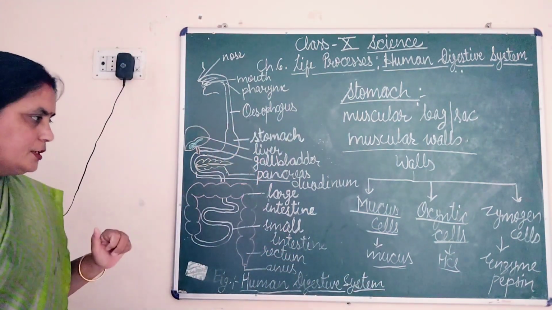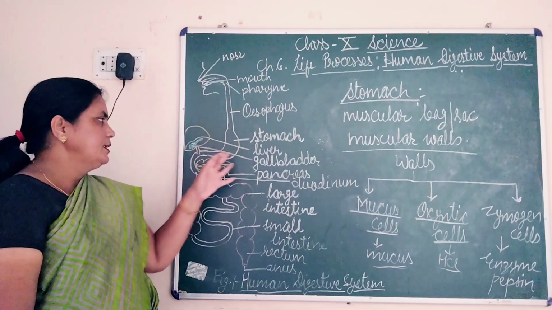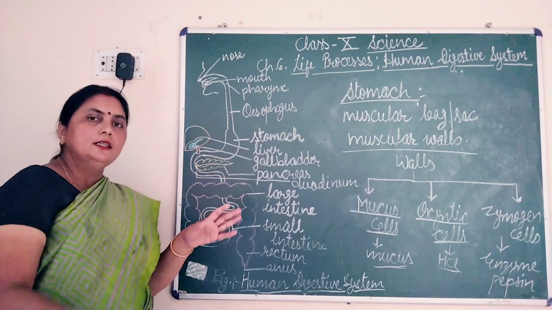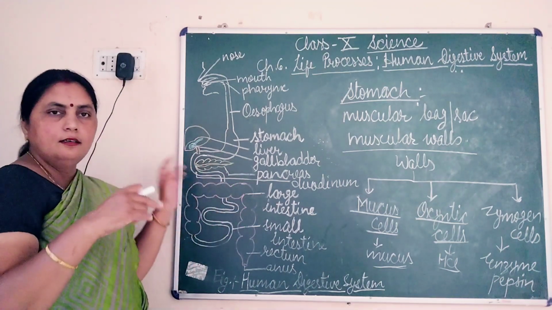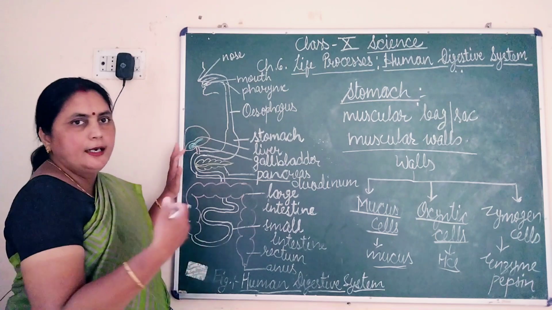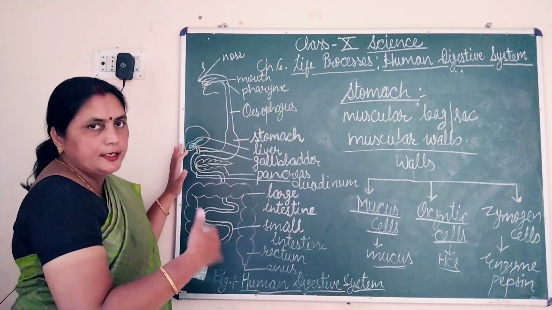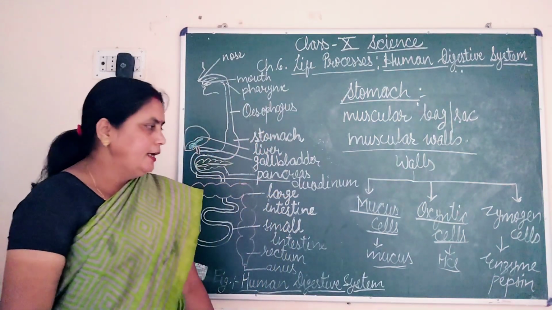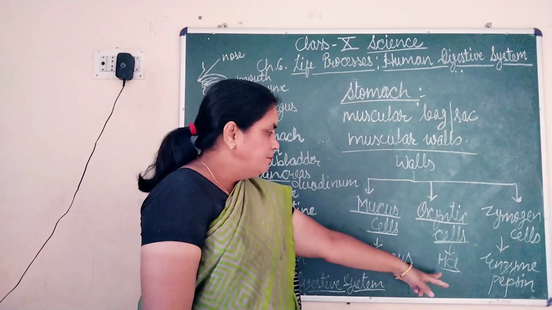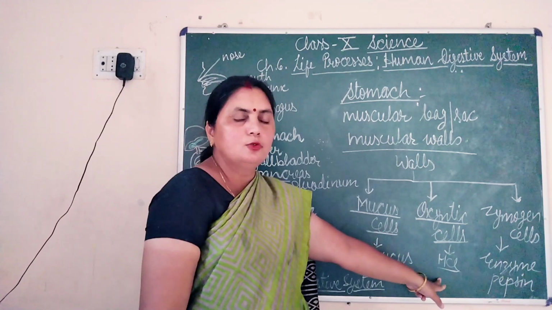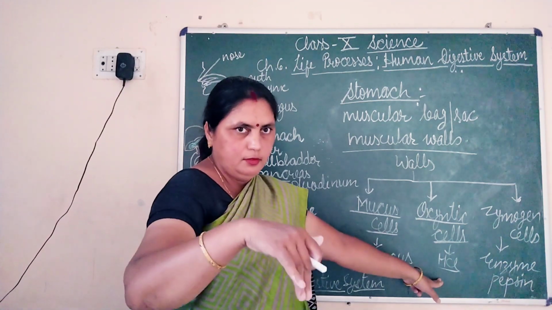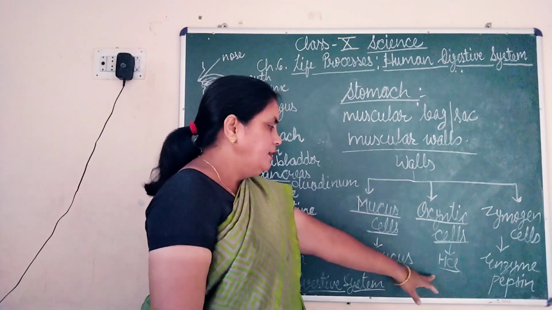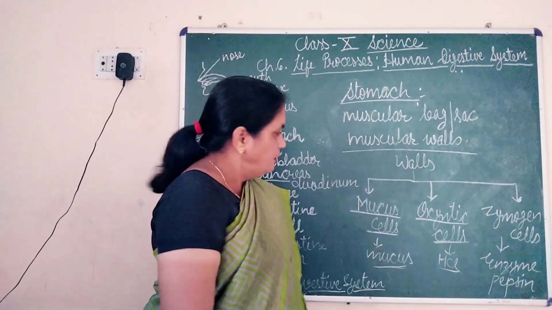What is the function of mucus? Mucus protects the stomach from getting digested. It makes a protective layer over the inner wall of the stomach, and it protects it from getting digested. HCl kills the germs of food, and also it provides acidic environment to the stomach, because this enzyme pepsin can work in acidic environment only.